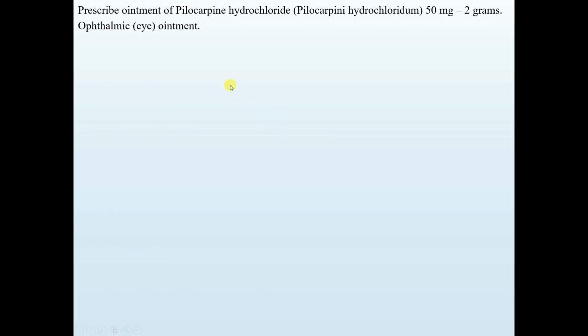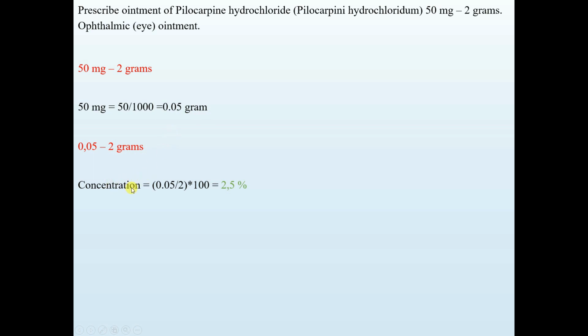Next example. Prescribe ointment of pilocarpine hydrochloride, or in Latin pilocarpine hydrochloridum, 50 milligrams, 2 grams, ophthalmic or eye ointment. This is very easy. 50 milligrams in 2 grams. First of all, we find these milligrams in grams. 50 divided by 1000, 0,05. After that, we simply find the concentration, which is 0.05 divided by 2, yes, 2 grams, which is total amount, and multiplied by 100. So concentration will be 2.5%.